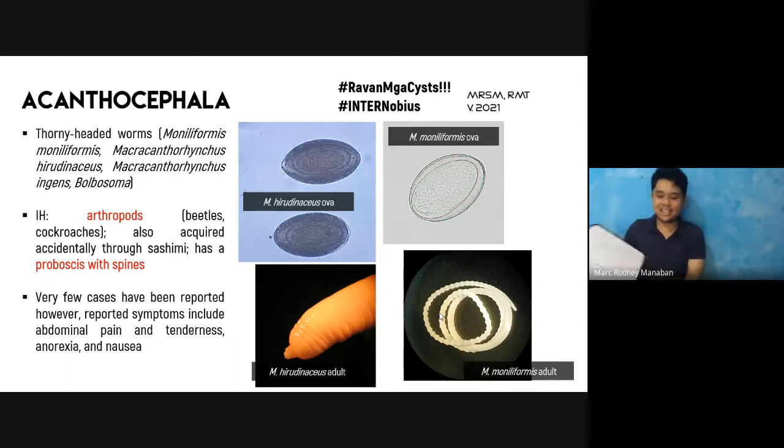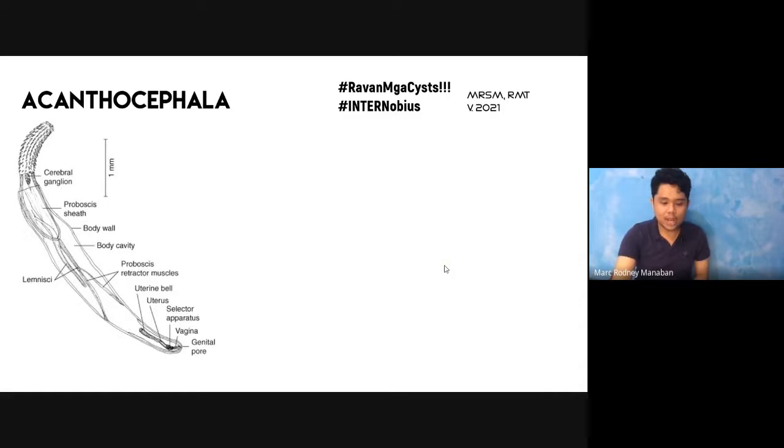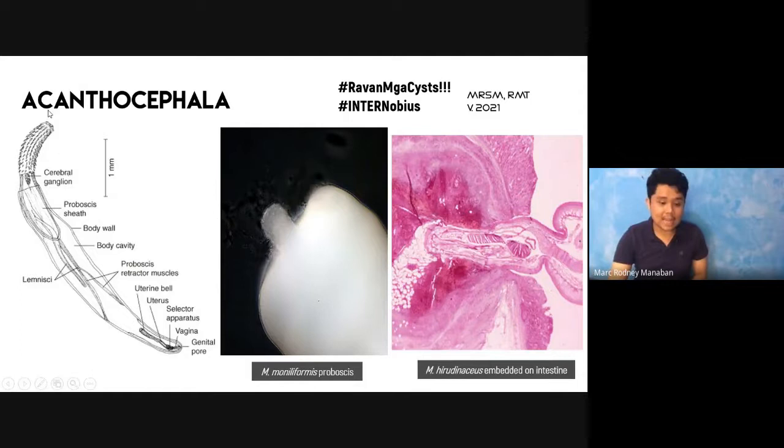Okay. Now, these are some pictures. So, these are the parts of your acanthocephala. Again, this is a proboscis that is armed. Again, it contains spines or thorns. That's why acantho. Alright. Now, M. moniliformis proboscis is in closer or higher magnification.